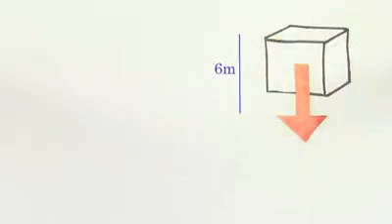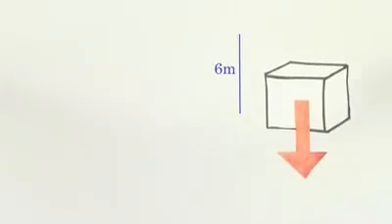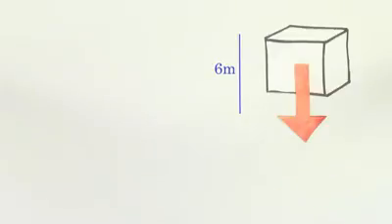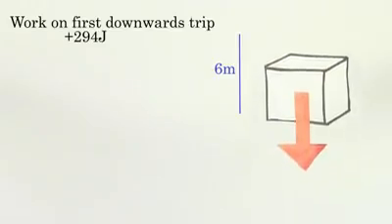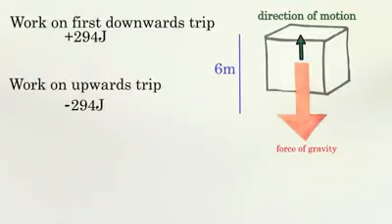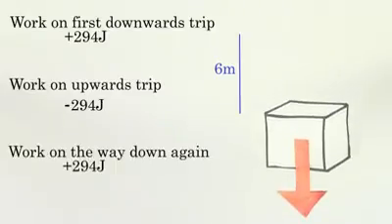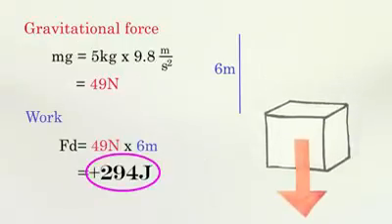Say the mass again moves down 6 meters, but then it moves up 6 meters, then down again 6 meters. The work done by gravity for the first downwards trip was 294 joules. Then for the upwards trip, since the gravitational force is pointing in the opposite direction of the motion of the mass, the work done by gravity is going to be negative 294 joules. Then for the last trip downwards, the work again is positive 294 joules. That means that the total work done on the mass from gravity is still 294 joules, just like it was when the mass was lowered only once.